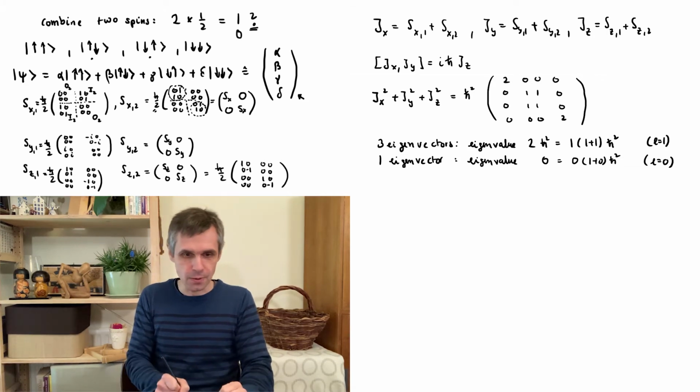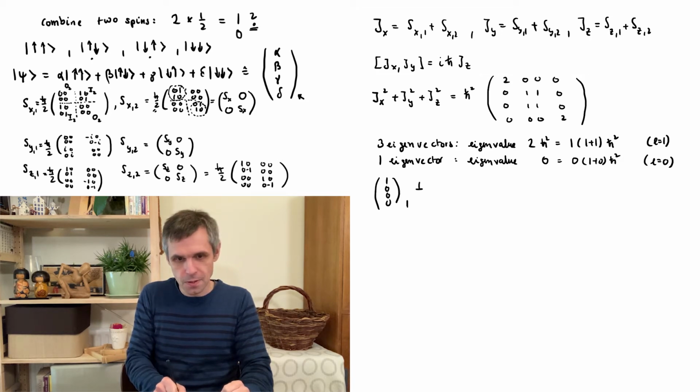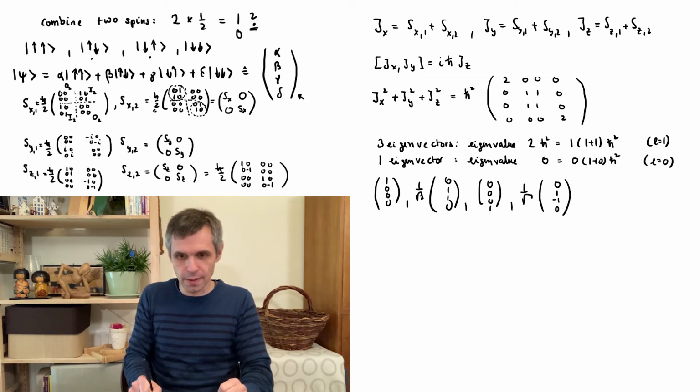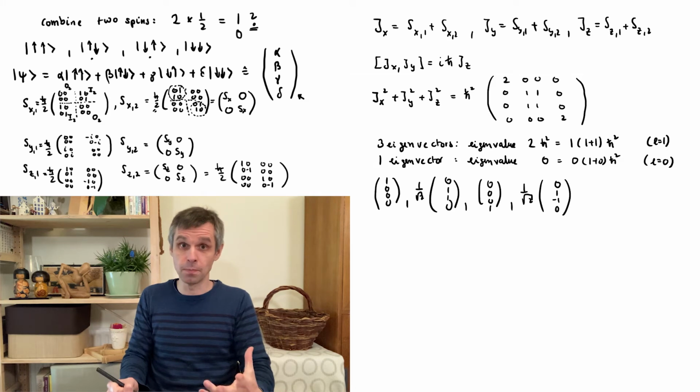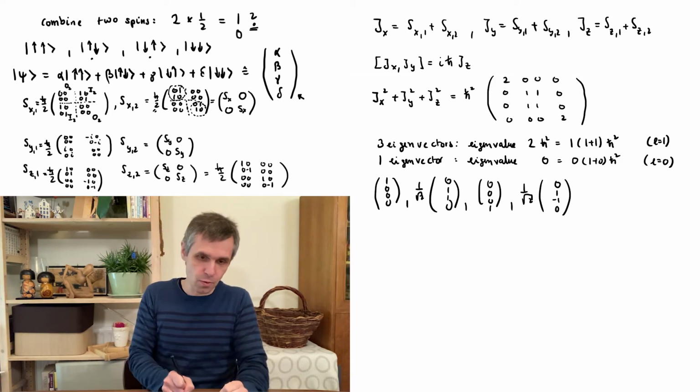So what are these eigenvectors? Well, we have these 3 eigenvectors, which have the first eigenvalue, and then we have this eigenvector, which has the second eigenvalue. And you can simply verify this by doing a matrix times vector multiplication. But what is really interesting at this point is to translate these simply back into our spin states.